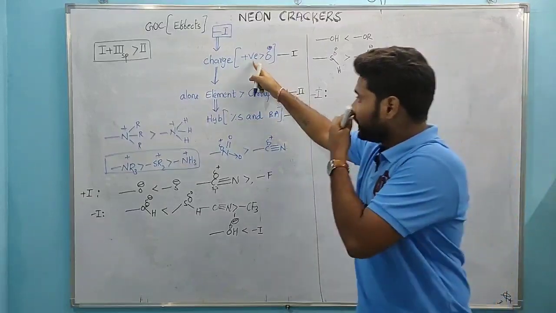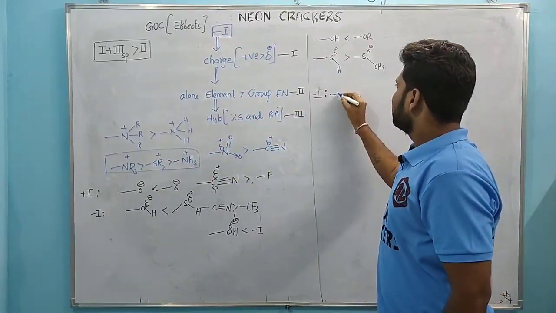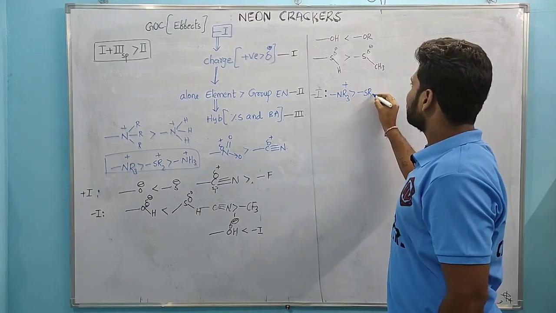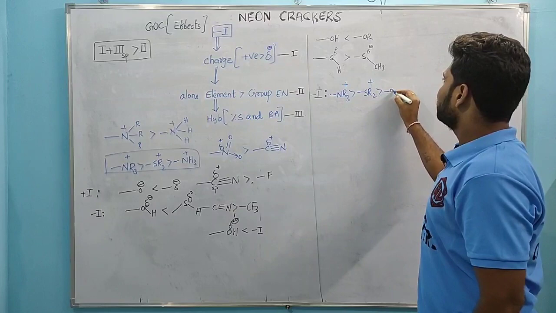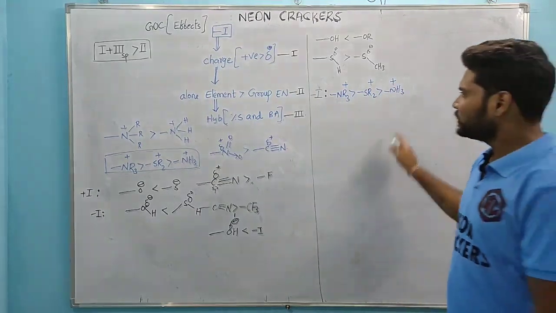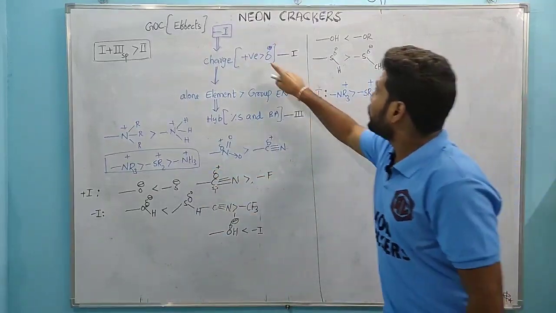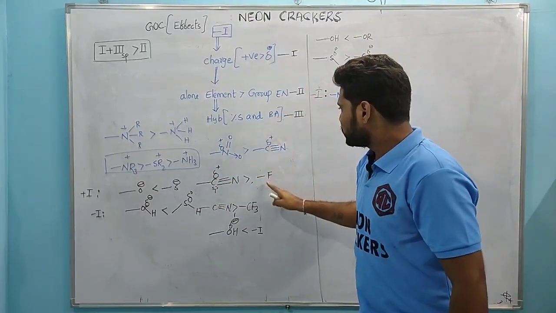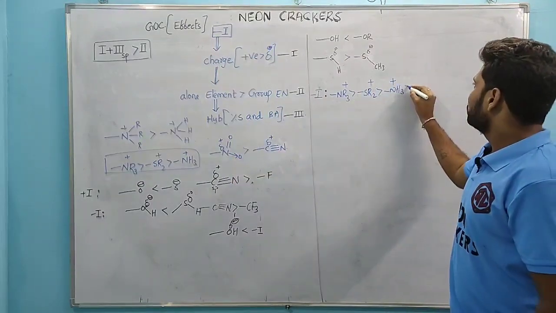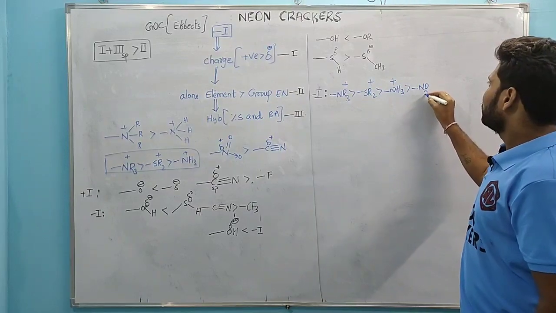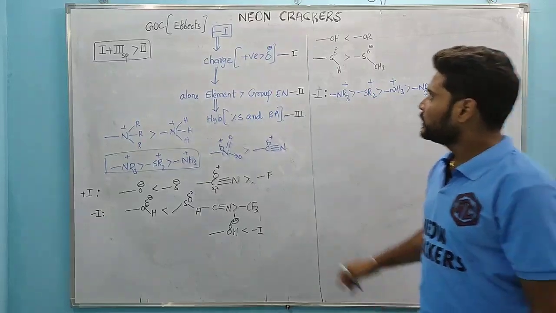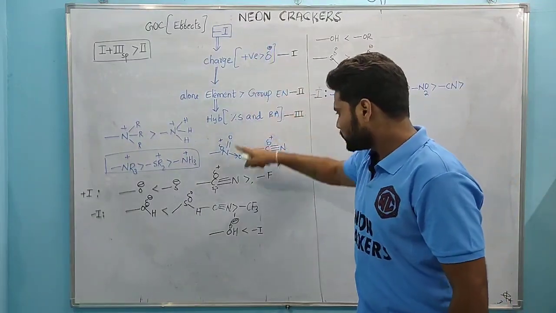First one is what? Complete positive charge. What is the order? NR3+ is greater than SR2+ is greater than NH3+. Right? So this is over. Next one is a partially positively charged particle. So we have what? Cyanide and nitro. Nitro is more, greater than cyanide, right? So partial positive charge, complete positive charge is over.